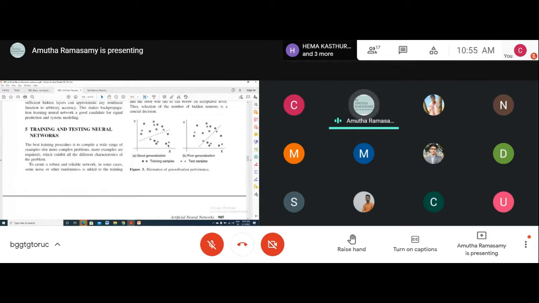At training time we are using only the training data, and later we will add the test samples together. After that, when a neural network is functioning, it will classify properly, and then it will give you a good generalization of the data.